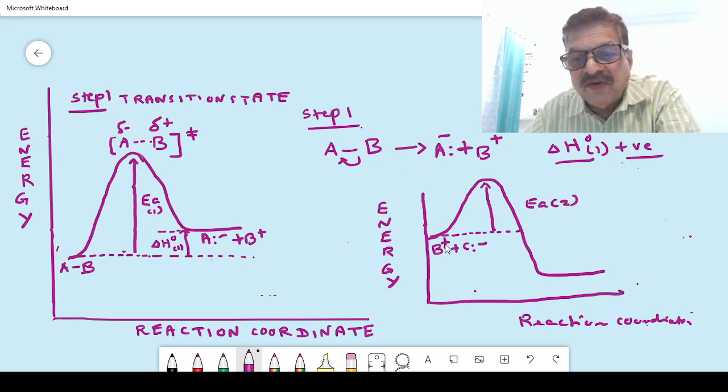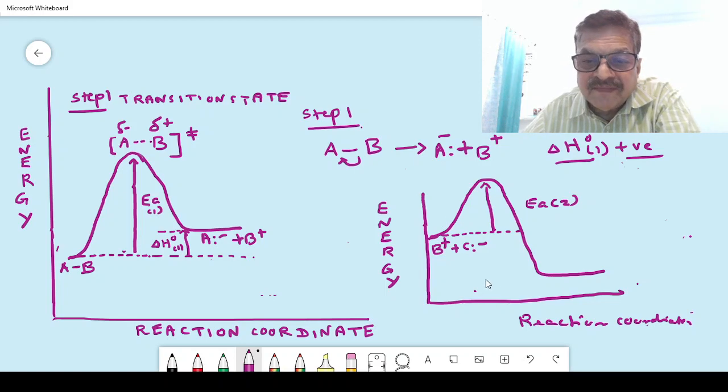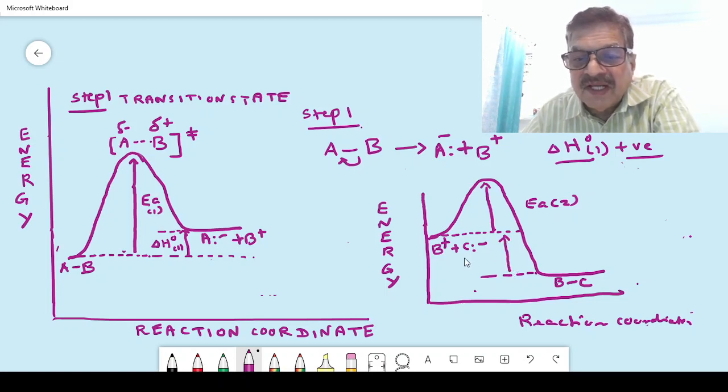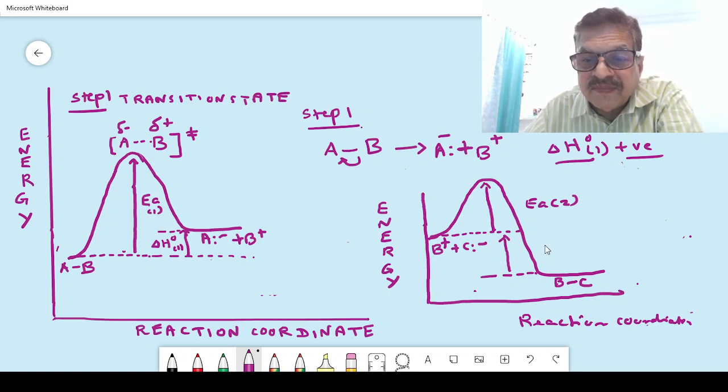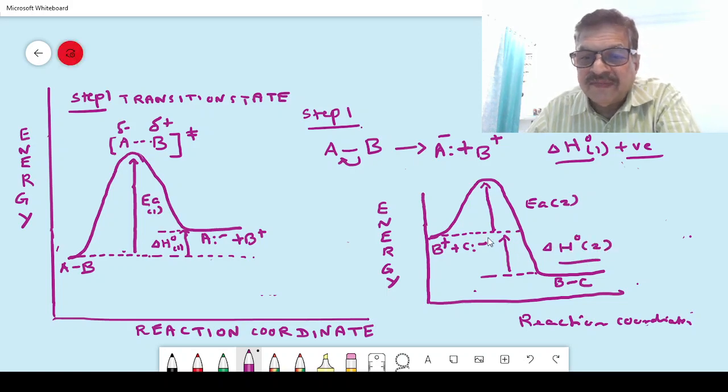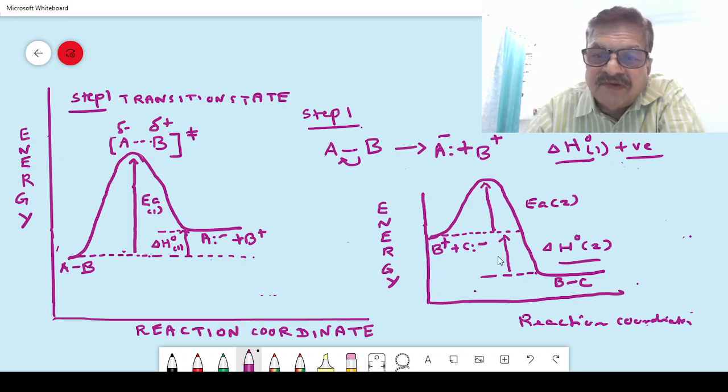This is EA2, that is energy of activation 2. It has a smaller value here. And this will be our delta H2 here. So here we are getting the products BC. So this is the energy difference between the reactants and the products here. Okay, so here this delta H2, correct? This is the delta H2. Okay, now delta H for step 2.